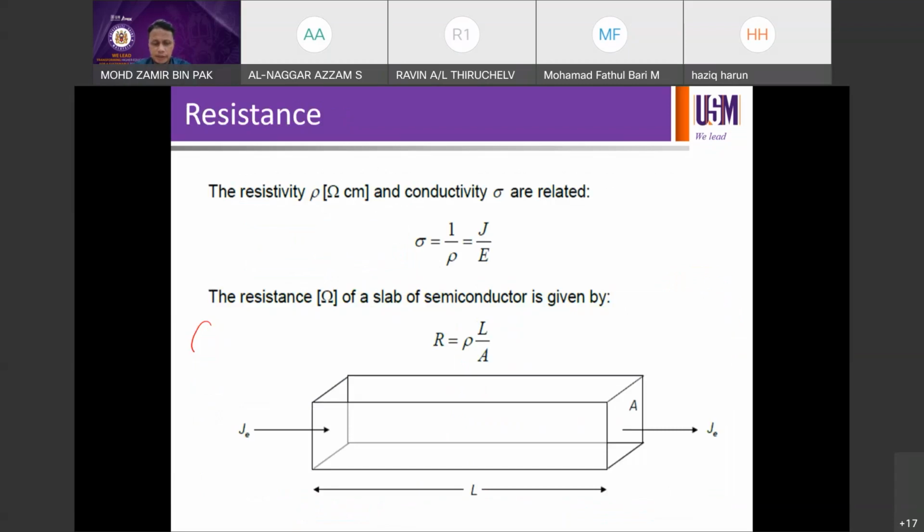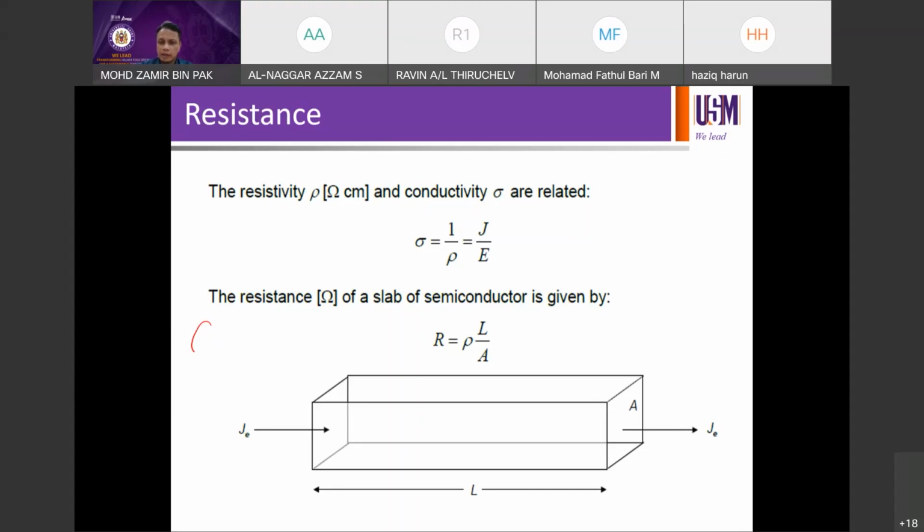So a bit on resistance and its connection to resistivity. Resistivity and conductivity are related. They are inverse to each other. We've learned that. And you can also look at conductivity to be equal to 1 over resistivity, or J over E. Okay. And then from here, the resistance, I believe you've learned this one last time.